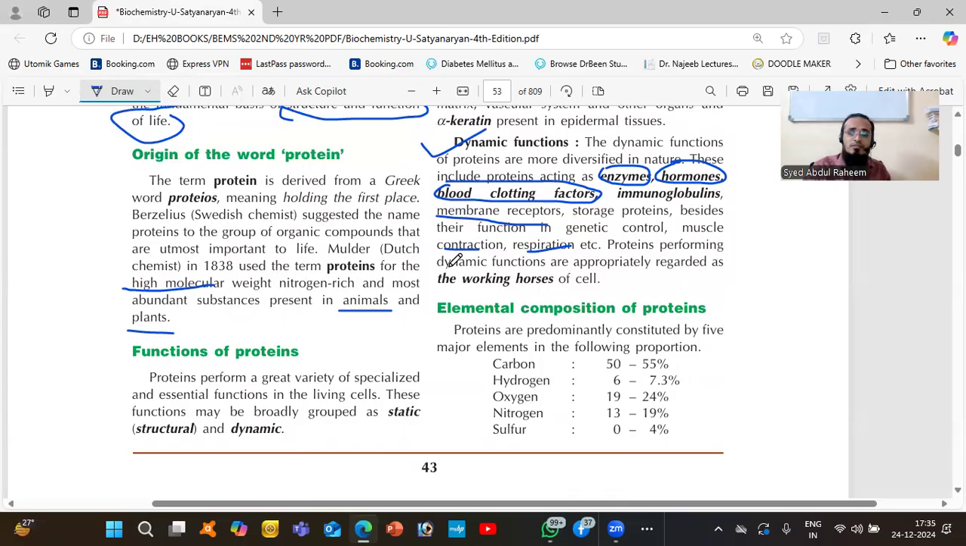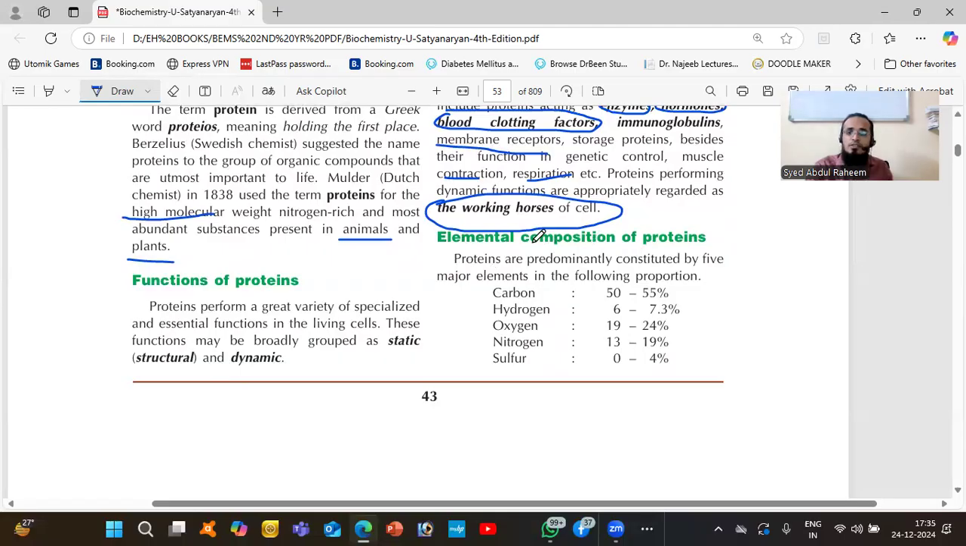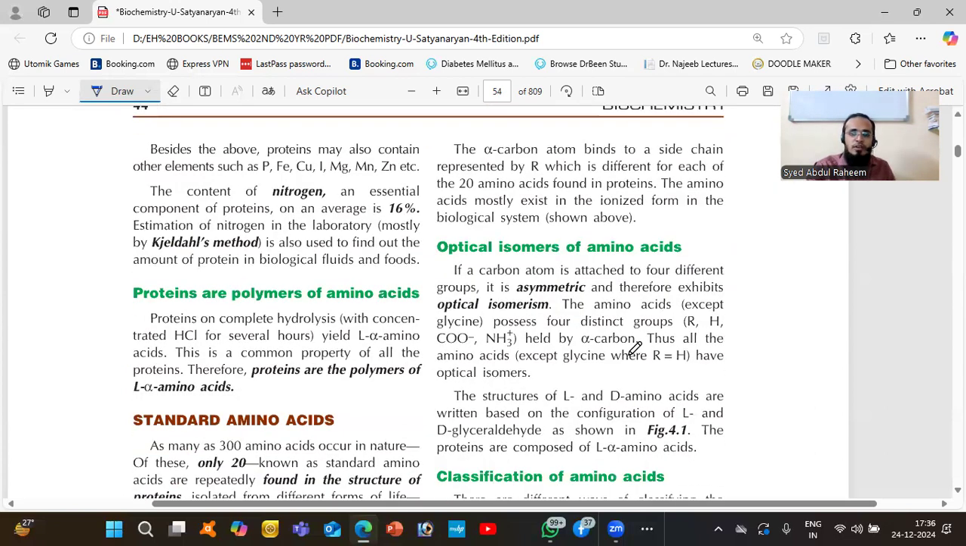So one term given for protein is the working horses of the cell. What is the name given for protein? It is very, very important for our body: the working horses of the cell. Okay, what does the composition of protein contain? Carbon 50 to 55%, hydrogen, oxygen, nitrogen, and sulfur. All these are present in protein. And besides the above, proteins also contain phosphorus, iron, magnesium, zinc, etc. The most important essential element is nitrogen.